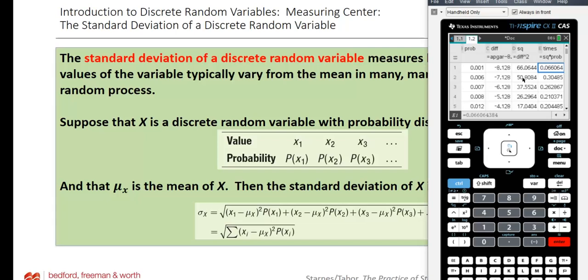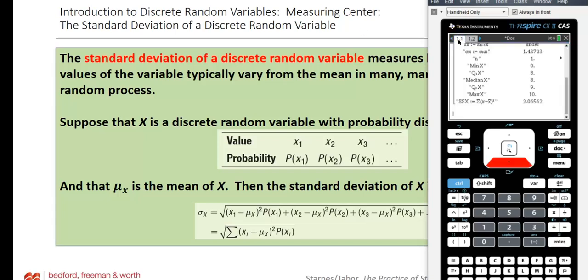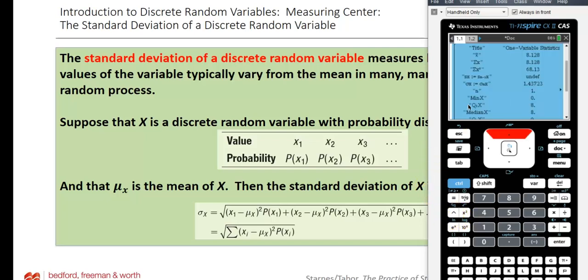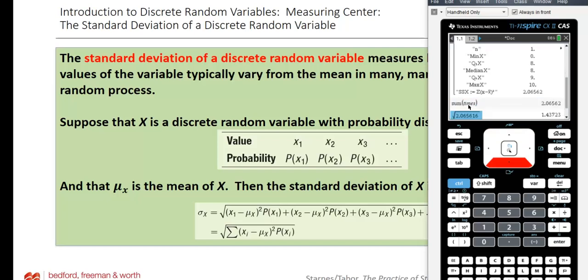Okay, so now we have to add up all those and take the square root of the result. Okay, so I'm add up all the times here. So I'm going to say the sum of times, and then take the square root of that number. Let's see if this works. I have my doubts. 1.43. Let's see what the standard deviation was. Was it 1.437? Very good. It actually worked. So it's that process.